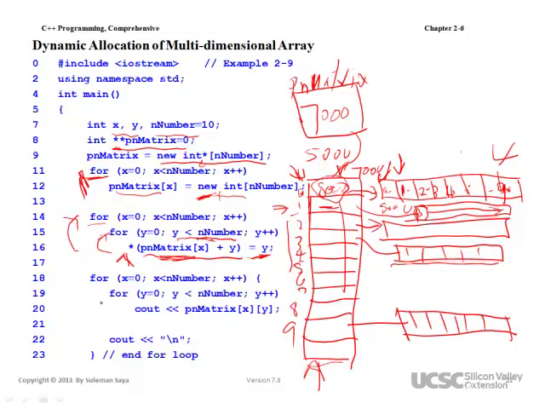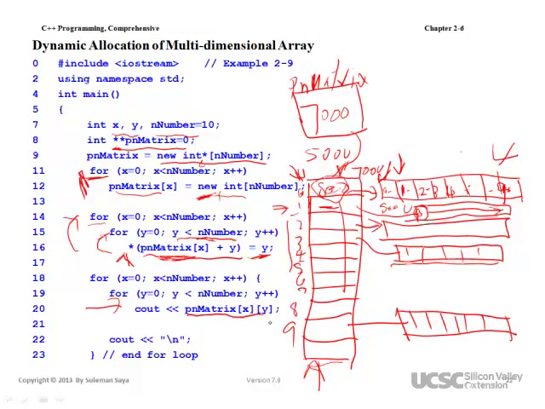Now line number 18. What does line number 18 do? Again we have a nested for loop, starting from line number 18 and 19. This nested for loop is for displaying whatever we initialized in the data array. So now look at it.